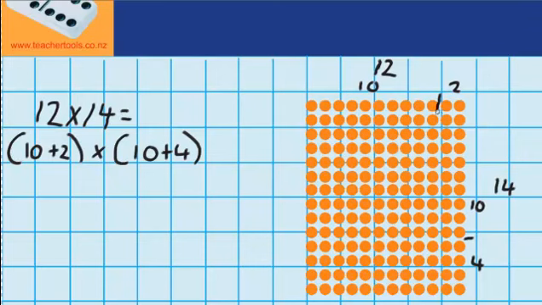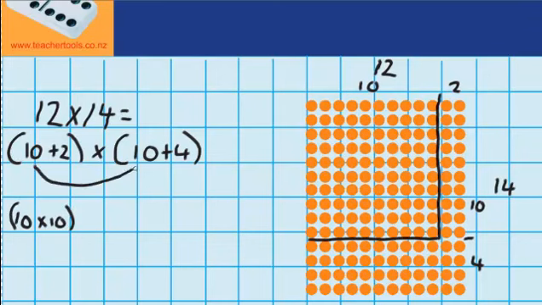Well, I could break it into a group of 10 and 10 in each column. So I'm trying to find how many circles are in this part here. Well, you can see I could work that out by going 10 times 10. So that's the same as doing this number multiplied by that number.